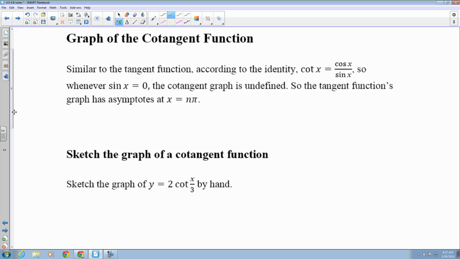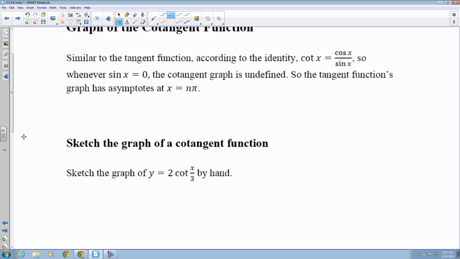Okay, so now we're going to do cotangent. It's really similar to tangent. The only difference is where the asymptotes are located, because this time we have sine on the bottom of our reciprocal function. So it's wherever sine is equal to 0 where our cotangent graph will be undefined. So this time the asymptotes occur at n pi. So 0, pi, 2 pi, 3 pi, etc.